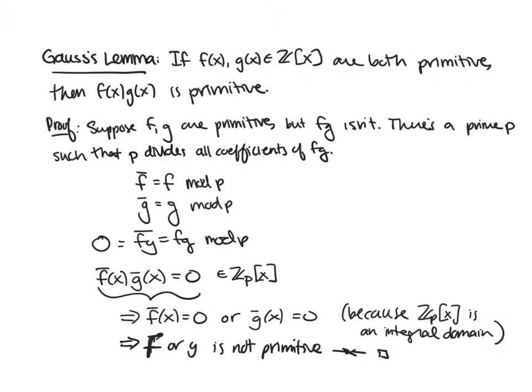Now, why do we care about this? It's useful for the theorem I'm going to show you on the next page, which tells us how to relate irreducibility over Z to irreducibility over Q. So here's our theorem. So let's say we have a polynomial with integer coefficients. If f is reducible over Q, then it's reducible over Z.